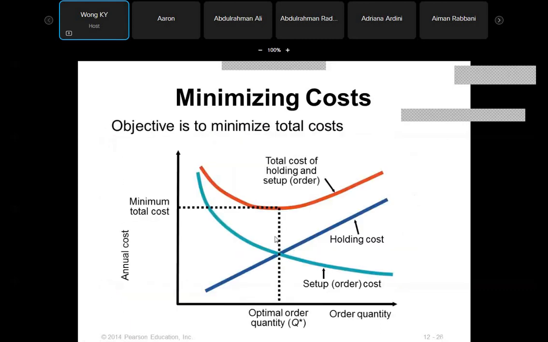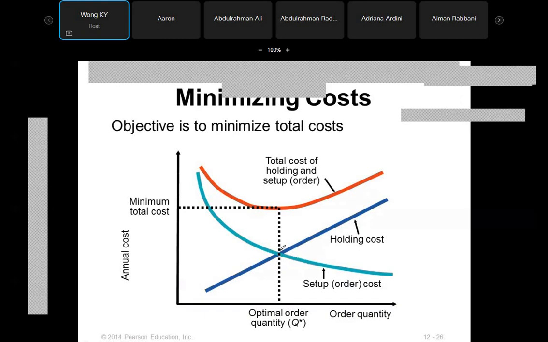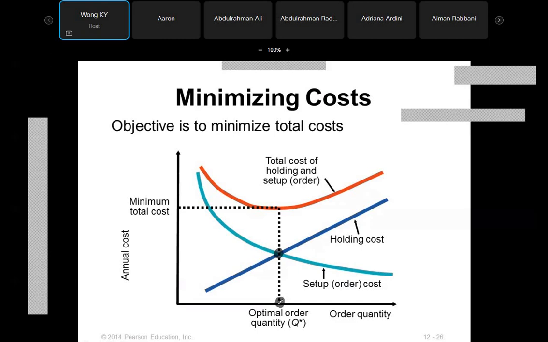Right? If you look at this diagram here, this point corresponds to this point, right? So this point happens when the holding cost intersects with the setup cost. In other words, this optimum order quantity happens when the holding cost is equal to the setup cost. So please remember this. This concept is later used to find Q star.